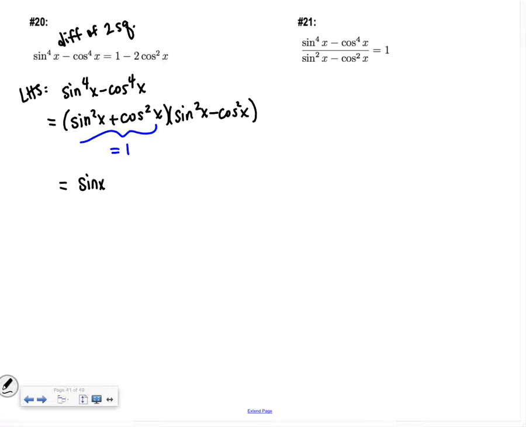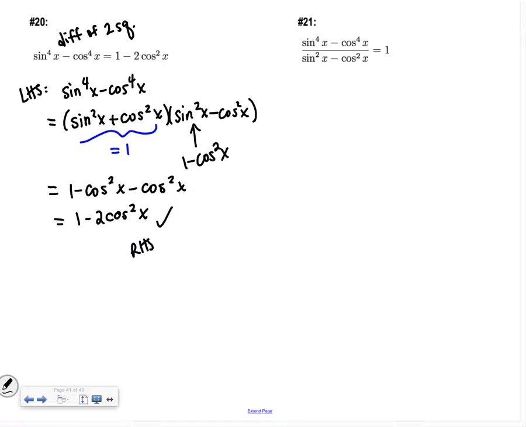Actually, no, I'm not, because I want to look at where I'm going. Don't get factor crazy. Let's see. I'm trying to get to 1 minus 2 cosine squared. So what if I change this sine squared into 1 minus cosine squared? Then I would have 1 minus cosine squared x, that was the sine squared, minus another cosine squared x, which is 1 minus 2 cosine squared x. So that would be the right-hand side.